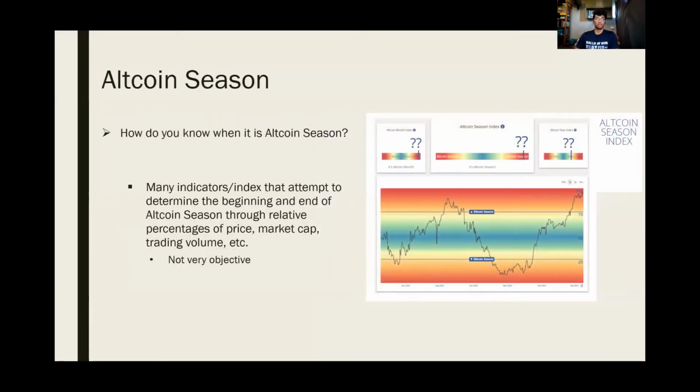So how do you know when it's altcoin season? There are several indicators or indexes that attempt to determine the beginning and end of altcoin season using relative percentages of price, market cap, trading volumes, volatility, and all these other concepts. However, they aren't very objective. So when looking at indicators like these, it's a good idea to make sure that you are aware of what these indicators are tracking and that you know exactly what you're doing by utilizing these indicators so that you can understand the different movements in terms of the price and the market cap and the volume.